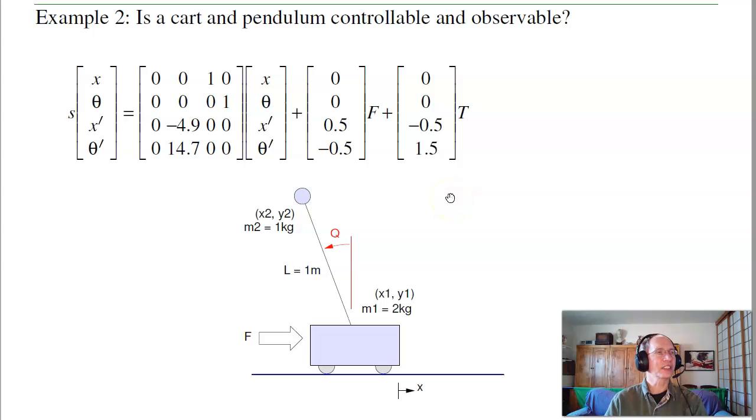Second case, let's look at a cart and pendulum system. Here's the dynamics for the cart and pendulum we looked at previously. This is from the force input, that's the force on the base, and the torque. If you had a little bit of motor right here, applying a torque, this is how the torque would affect the system. Is it controllable from the force? Is it controllable from the torque?